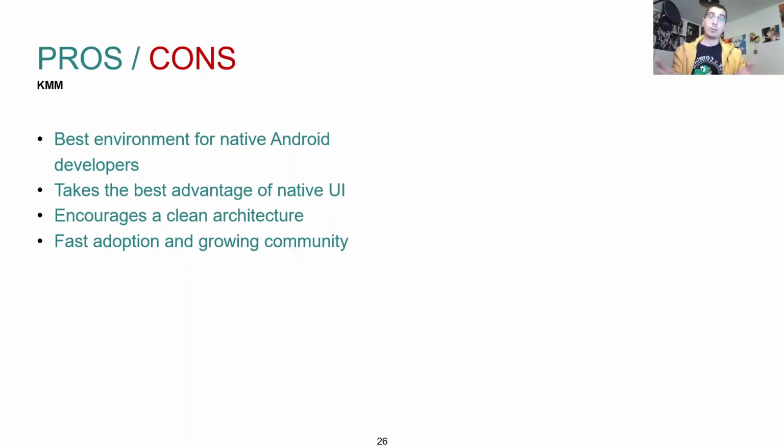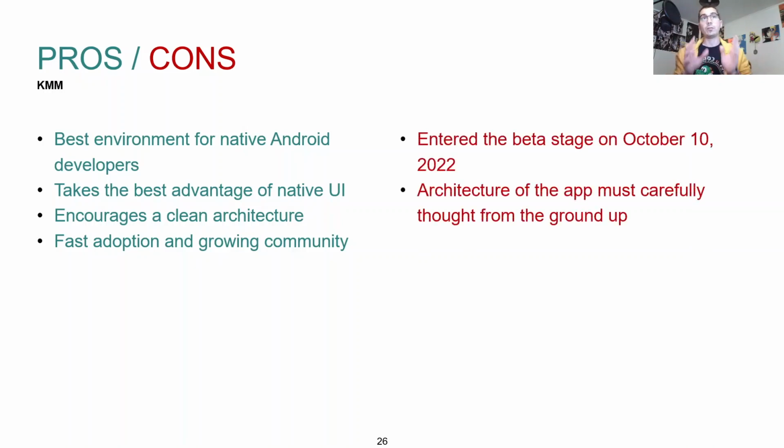And it also has a fast adoption and growing community, even though it was in alpha. I put it in the drawbacks because it's still in beta. It entered beta very recently. But there are production apps. It works great, but it's still not stable from the creator's perspective. And the architecture of the app must be thought out from the ground up, because it teaches new ways to develop, since you need to separate the business logic and the UI logic.